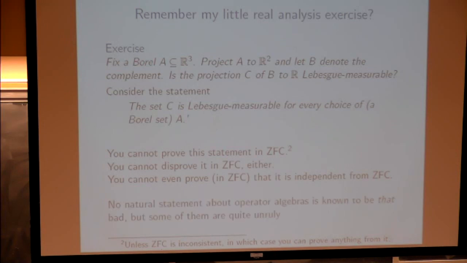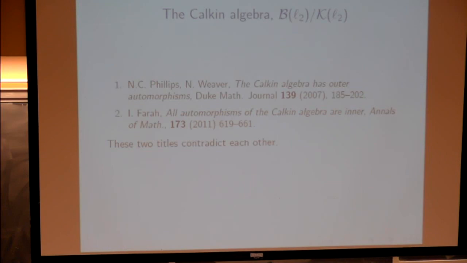And in operator algebras, there is no natural statement that has this status. But some statements come quite close. So here is one of those. The Calkin algebra, right? It's the quotient of bounded operators by compact operators. I like these two titles. There is a paper by Chris Phillips and Nick Weaver, whose title is "The Calkin algebra has outer automorphisms." They construct an automorphism which is not implemented by a unitary. And then a few years later, I had a paper called "All automorphisms of the Calkin algebra are inner."